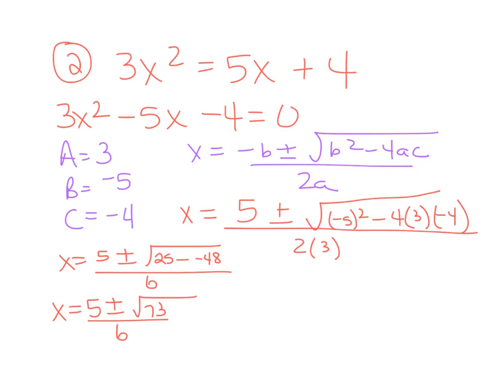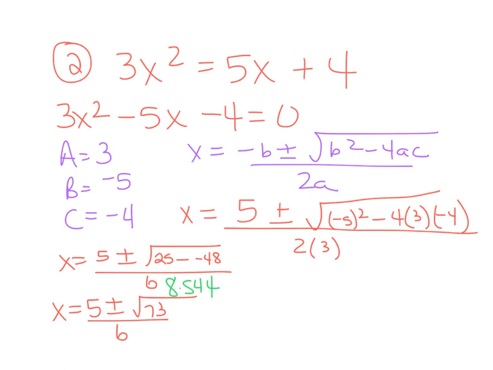So when I take the square root of 73, I get this long number, 8.544003744, so on and so on. So I'm going to say the square root of 73, I'm going to use 8.544. Okay, that's good enough.